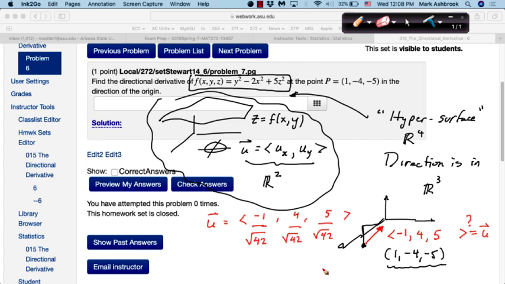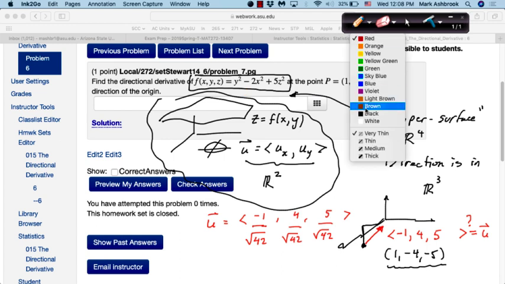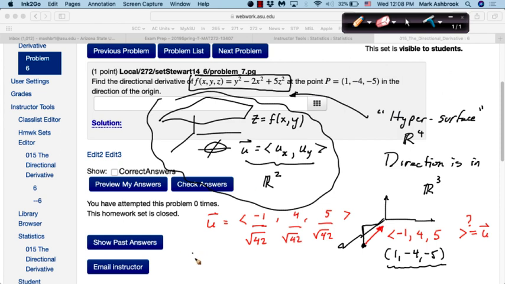And then what are we going to do to get the rate of change in that direction? Partial derivatives to get the gradient, but now your gradient vector will be an R3 vector, right? Your gradient vector will be R3. So what is that? The gradient of f will be -4x, 2y, and 10z. And then we want that evaluated, right? We want the gradient at that point.